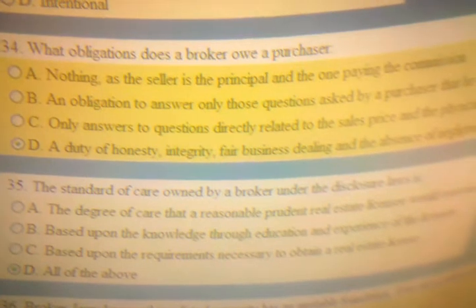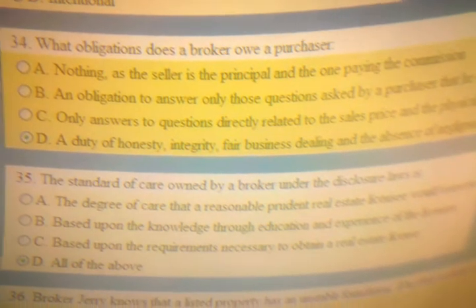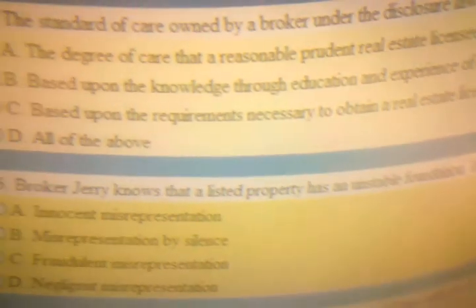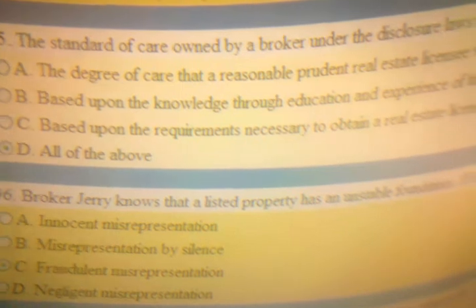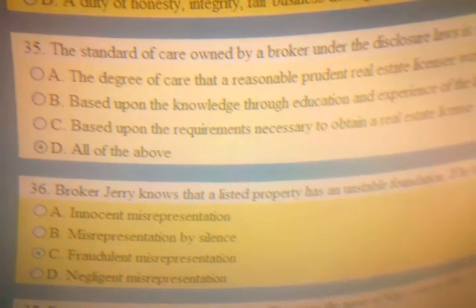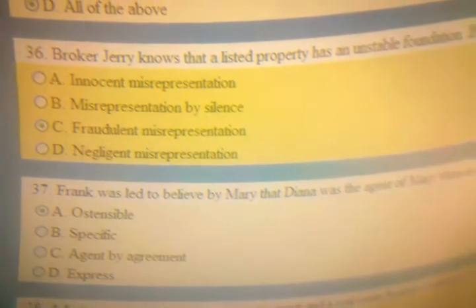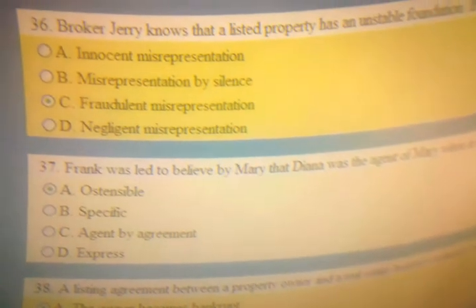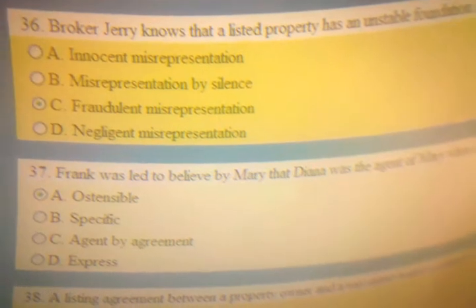What obligation does a broker owe a purchaser? A duty of honesty, integrity, fair business dealing, and the absence of negligence. The standards of care owned by a broker under disclosure law is all of the above. Broker generally know a listed property has an unstable foundation. If he failed to inform the buyer of his fault, he is guilty of fraudulent misrepresentation.